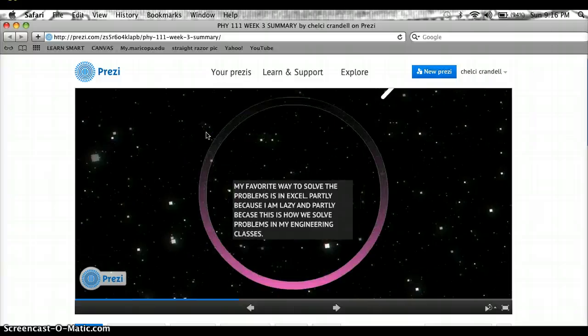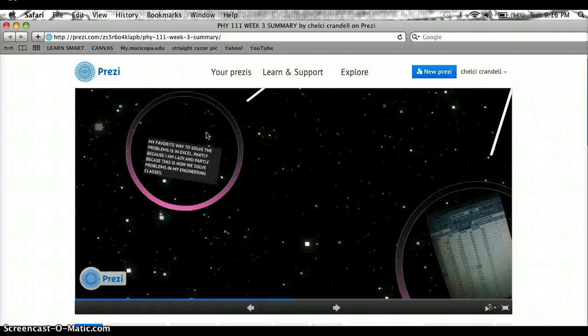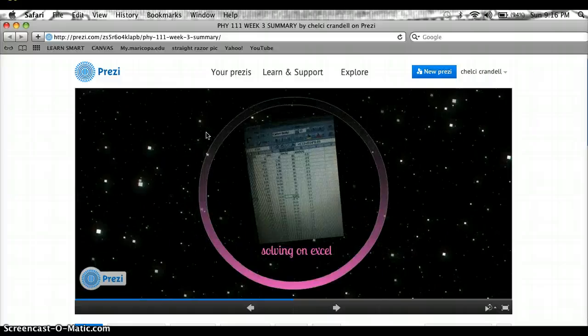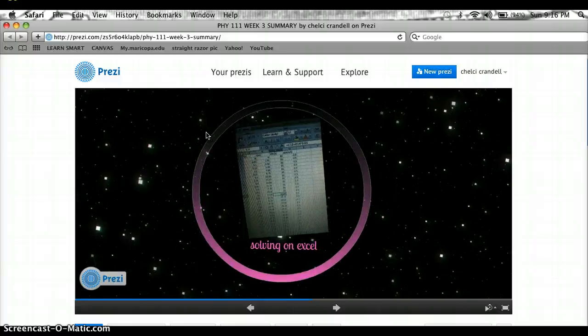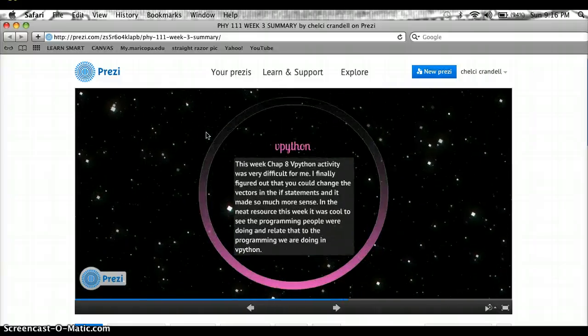On here I'm saying that my favorite thing to do is Excel, partly because I'm lazy and partly because that's how we do it in engineering. So that's my Excel problem on my computer. That's why the picture is a little blurry.